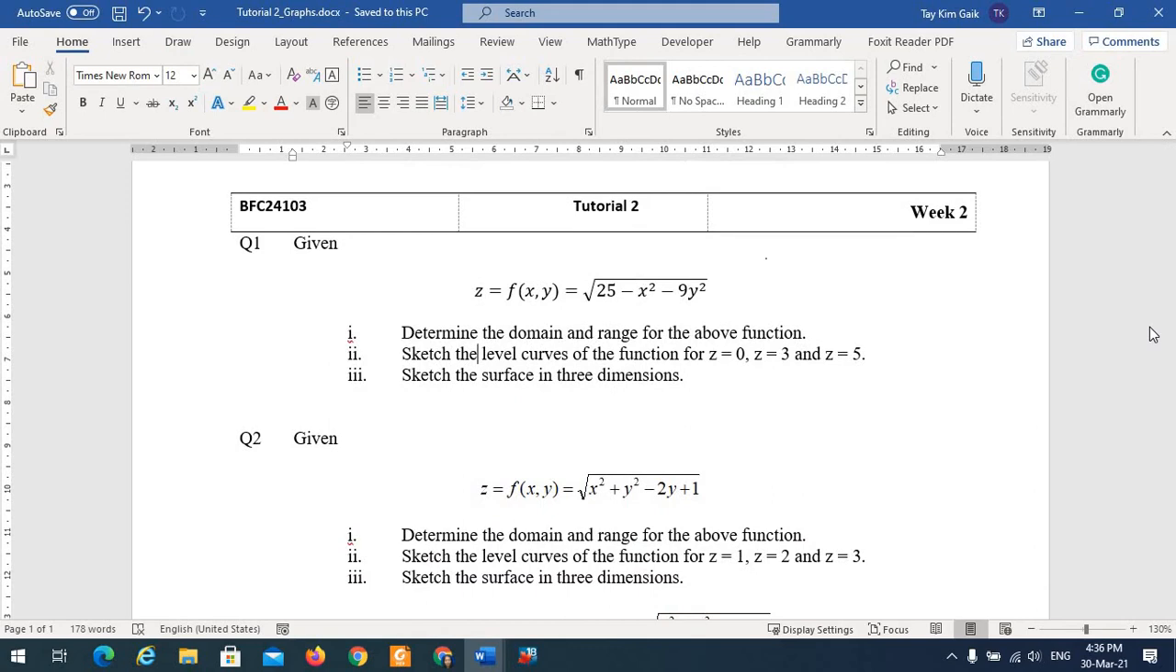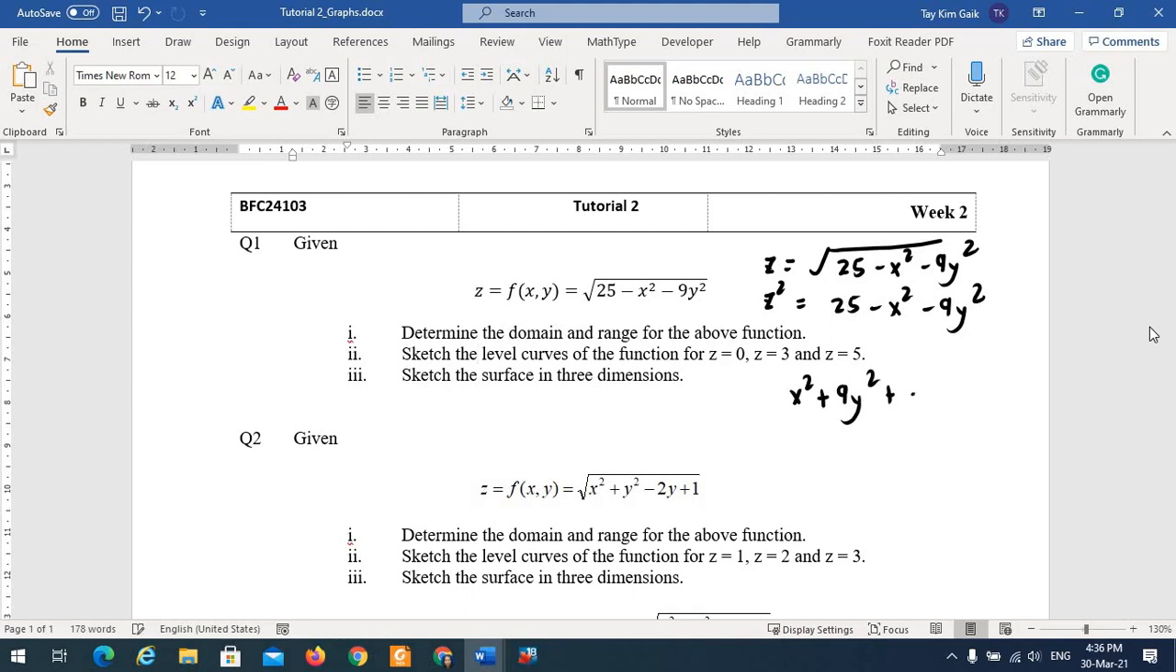Okay, this one, z equals square root of 25 minus x squared minus 9y squared. When you square both sides, z squared equals 25 minus x squared minus 9y squared. So x squared plus 9y squared plus z squared equals 25. This is an ellipsoid equation. This one is an ellipsoid.